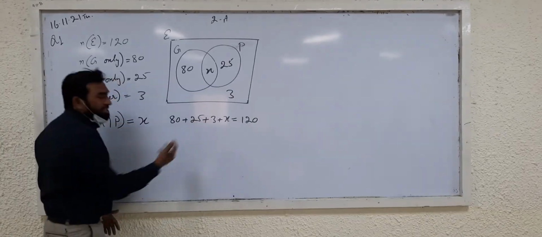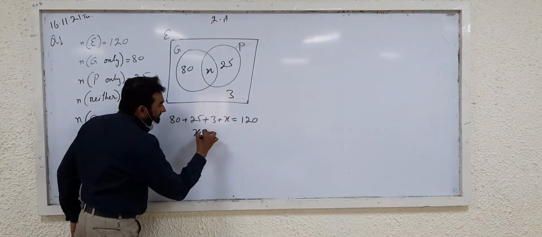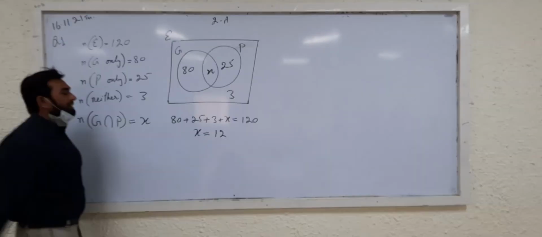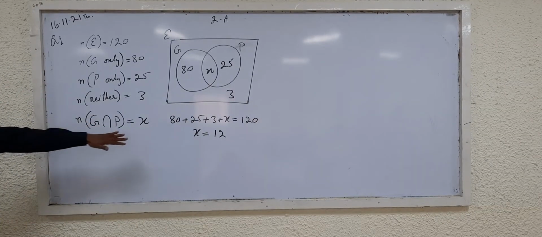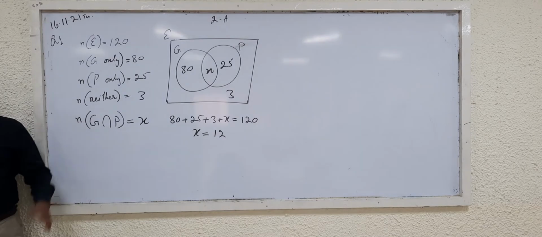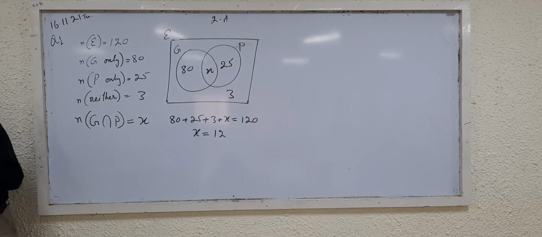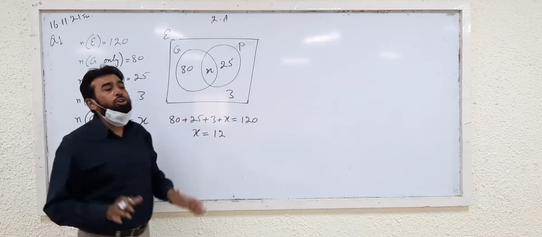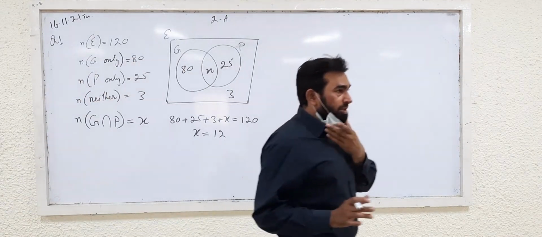Yes. Now, by solving it, what is the answer? 12. So, 12 are the members who can play both the instruments. Clear? 12 will come here. So, 12 are the number of members who can play both the instruments.